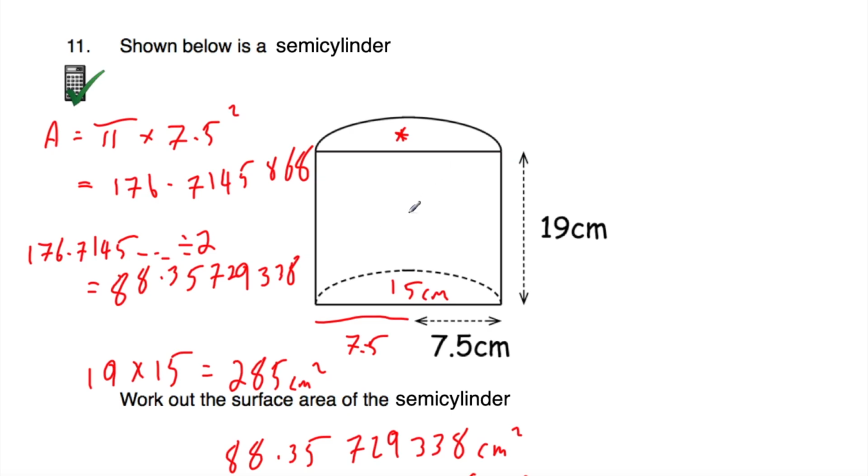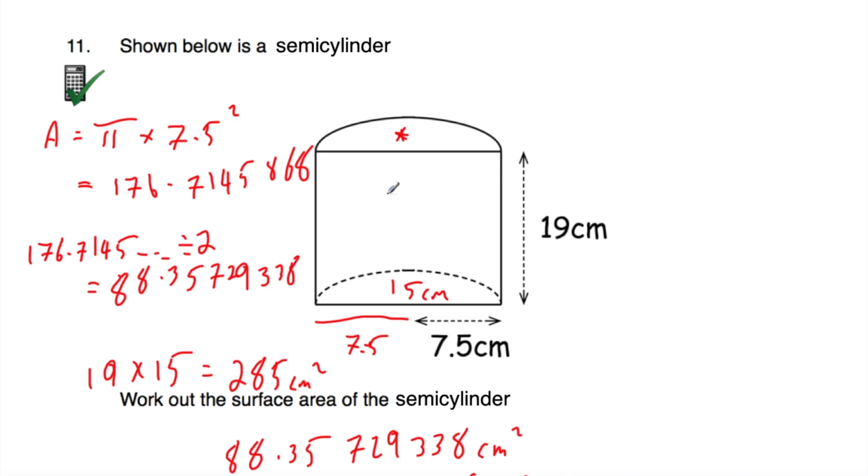Now we just need to get the area of that curved face at the back, which would be half of the whole curved face of the cylinder. So we're going to pretend it's a whole cylinder. We'll consider the whole cylinder, get the circumference of the whole cylinder and times it by 19, and that'll give us the area of the whole curved face of the cylinder. Then we'll divide by 2 and that'll give you the area of that curved face, half of it.